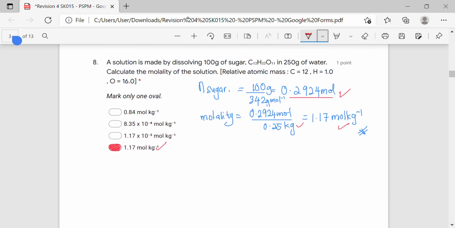Okay, so this one calculate molality. So from formula, molality equal to mole of solute divided by mass of solvent in kg. Okay, so kita ada solvent, solute sugar. So cari mol 0.2924. Okay, 250 gram of water. So, yang itu ialah solvent. So, convert to kg. So, 1.17 mol per kg.